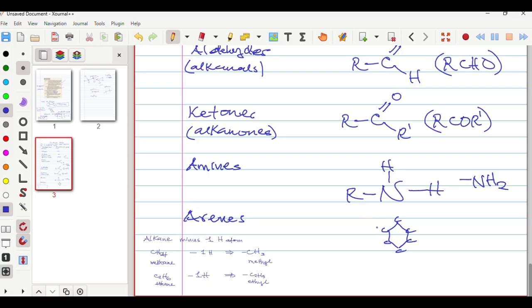So there are 2 left for each one of them. Those 2 left for each one of them will be bonded to hydrogen atoms. So it means this compound is going to be C6H12. Is that correct? Yes, sir. So this is called cyclohexane. Cyclo because it's round, cyclic. Cyclohexane. But that is not where we're going.